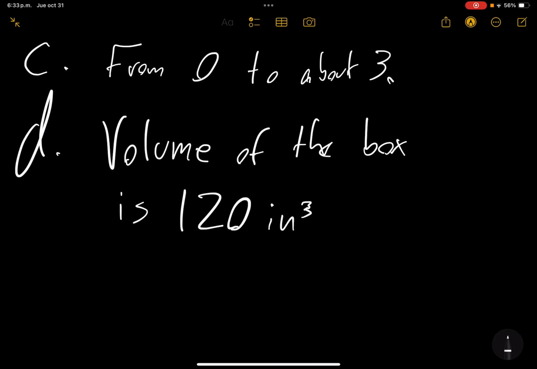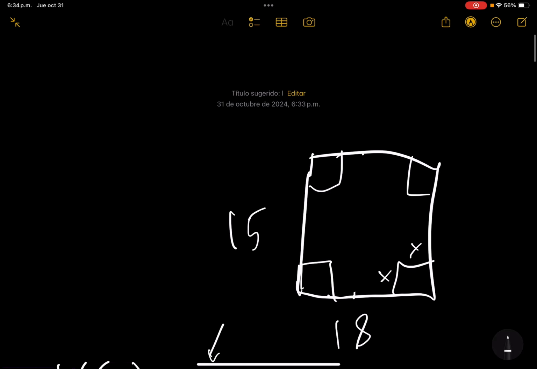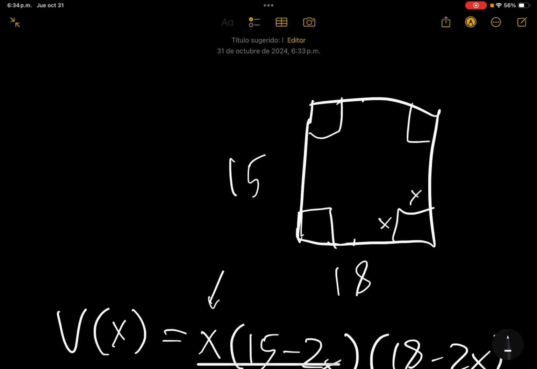The volume of the box is 120. It is inches cubed, but I'm not going to fault you. Take time. Make sure with graph problems that you just take it slow and do whatever you can. I can only grade work that you show me.